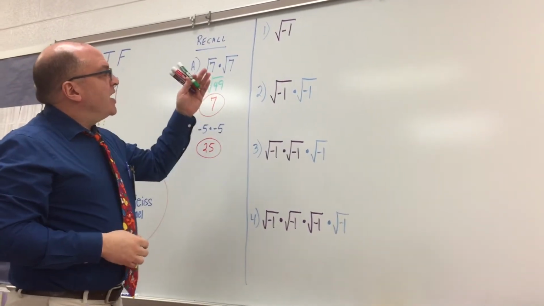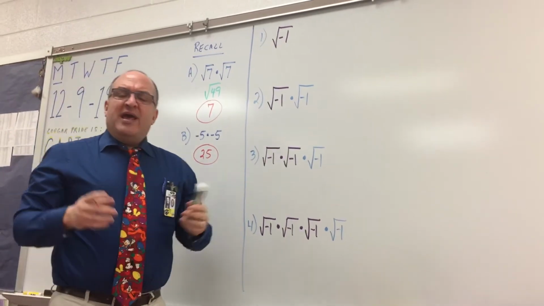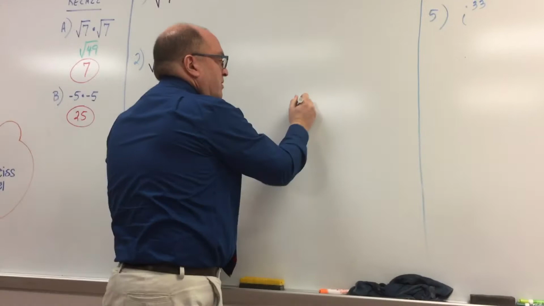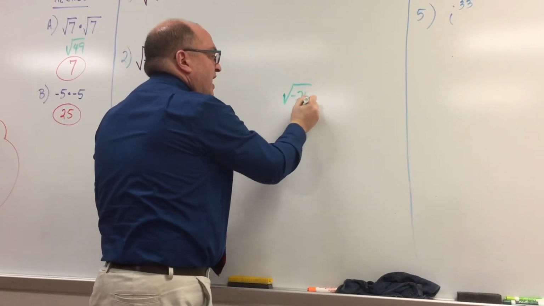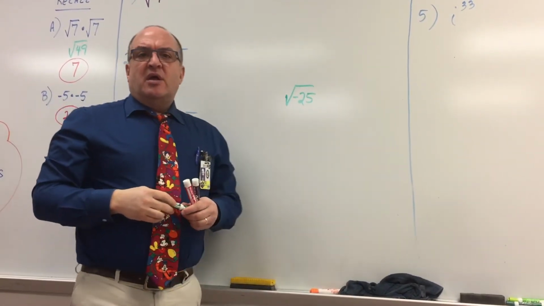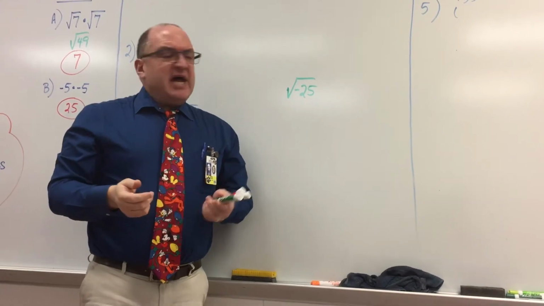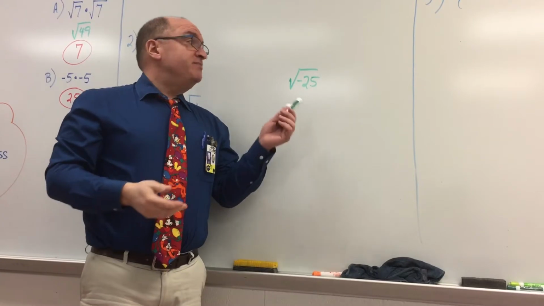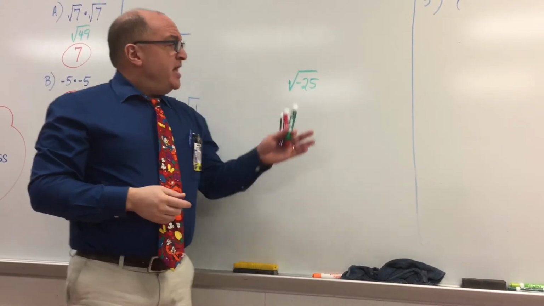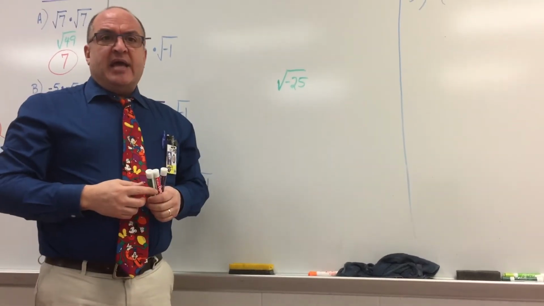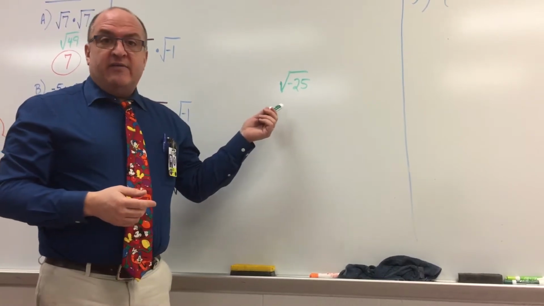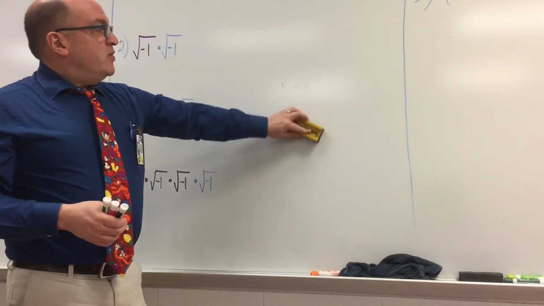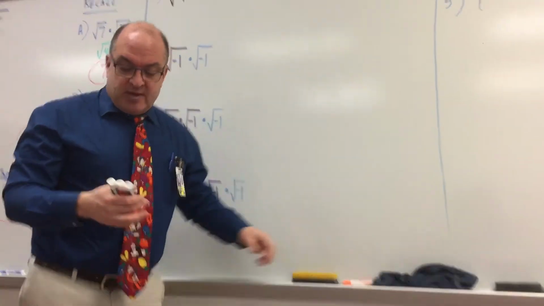What is the square root of negative 1? In fact, before I even go there, what would be the square root of negative 25? Is that even possible? 5 times 5 is positive 25. Negative 5 times negative 5 is positive 25, right? Is there such a thing as the square root of a negative number? No, it doesn't exist. So we call it imaginary, all right?